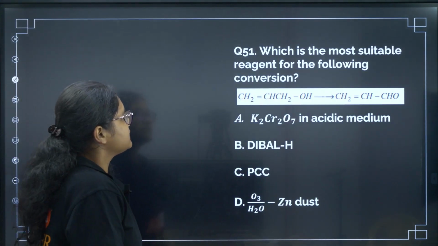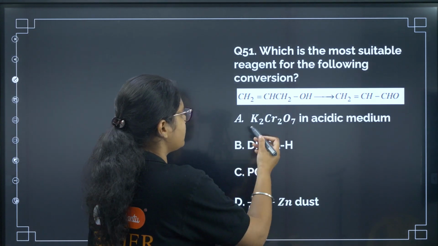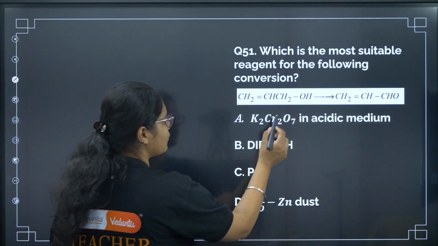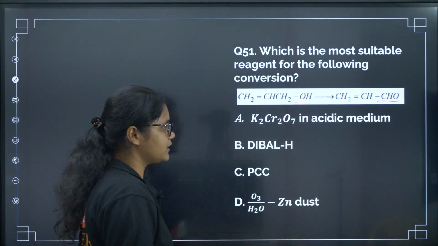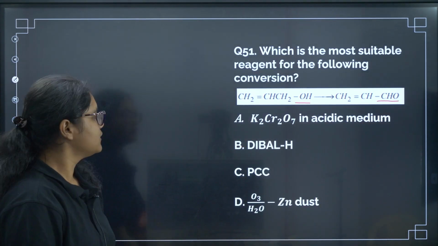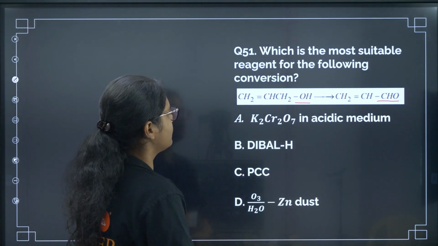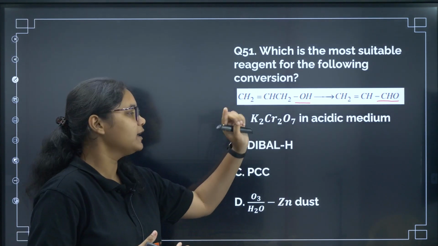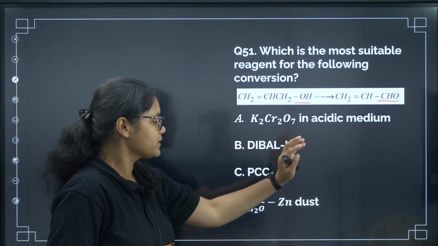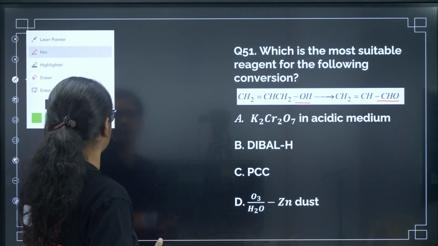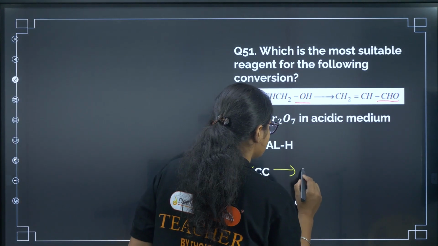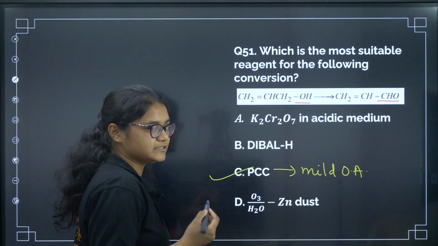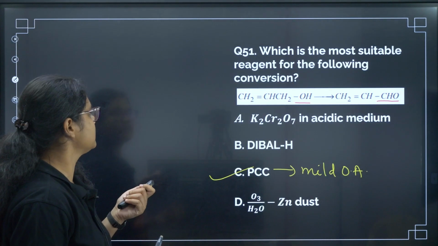Next, which is the most suitable reagent for the following conversion? What is the conversion happening here? If you check, OH is getting converted to CHO, that is mild oxidation. K2Cr2O7 will do more, as it is a strong oxidizing agent and can convert this to an acid group. So the correct answer for this one will be PCC, which is a mild oxidizing agent. A reagent-based question, a very important reaction.